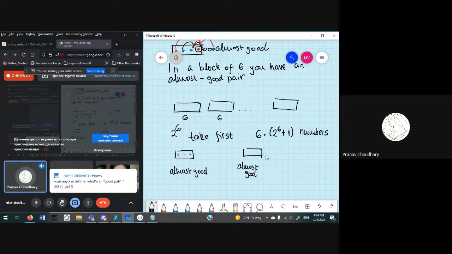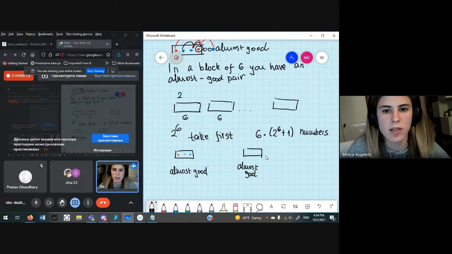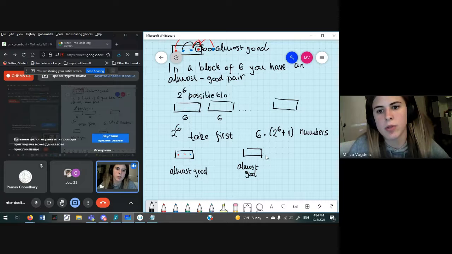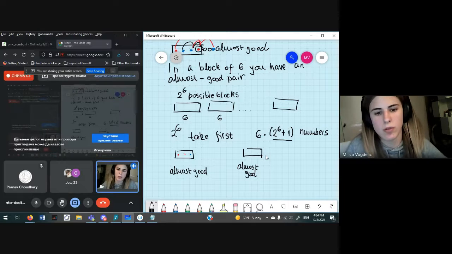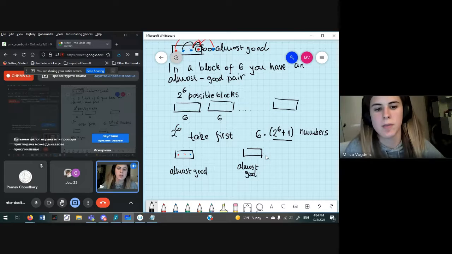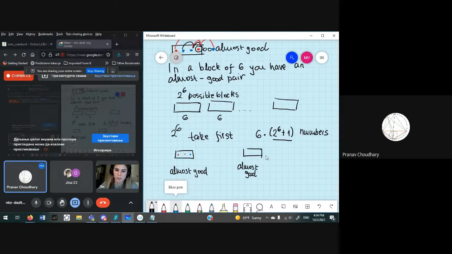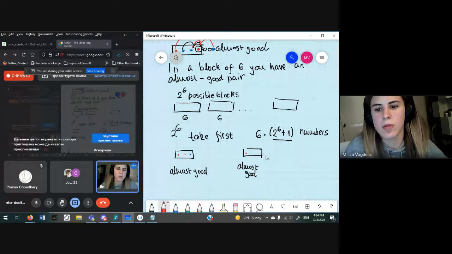What are these 6 times 2 to the power 6 plus 1 numbers? When we consider blocks of 6, there are 2 to the 6 possible blocks. So we want to take 2 to the 6 plus 1, so we can do pigeonhole and know that there are 2 identical blocks. Okay, so we know that we have some which look completely identical.